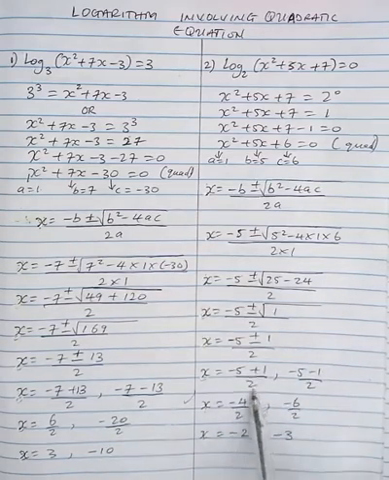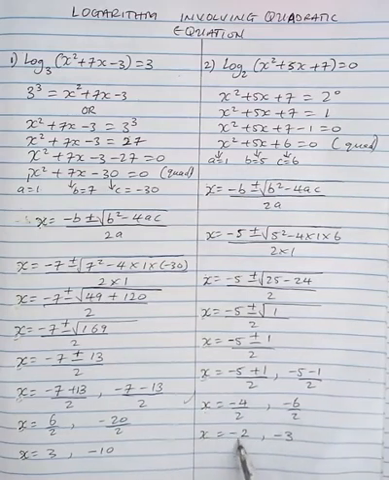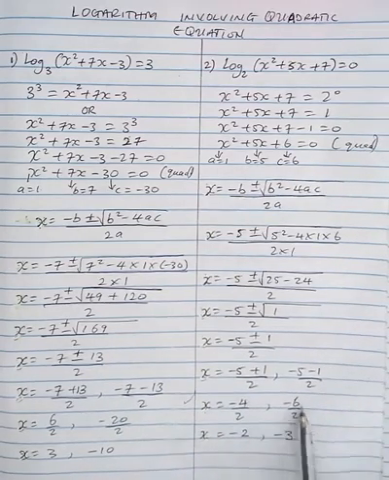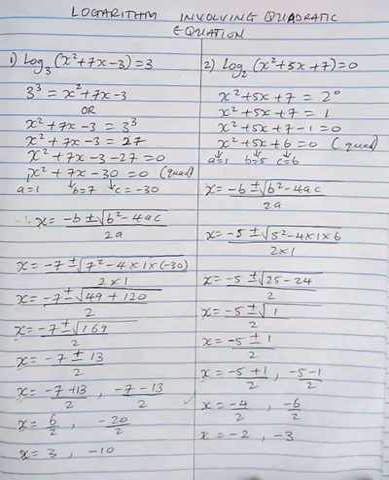Okay, now still over 2. Now minus 4 over 2 is equal to minus 2. Minus 6 over 2 is equal to minus 3. That is it for that question.